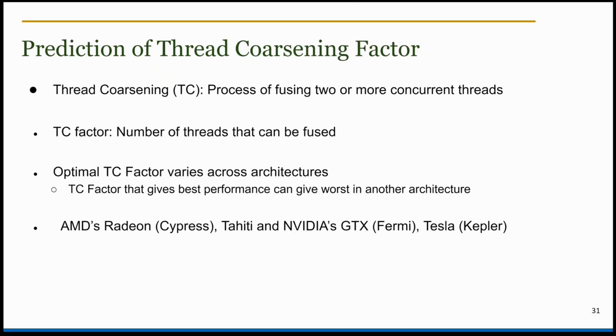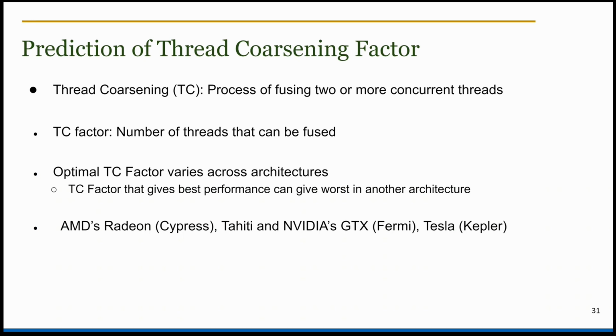So moving on, we have a second experiment where we predict the thread coarsening factor. Thread coarsening is the process of fusing two or more concurrent threads in a GPU in order to reduce the overhead. Sometimes it is not okay to have unlimited parallelism, so it is better to narrow down the number of threads to run a program. So the thread coarsening factor determines the number of threads that can be fused. And the optimal thread coarsening factor varies across different architectures of GPU.